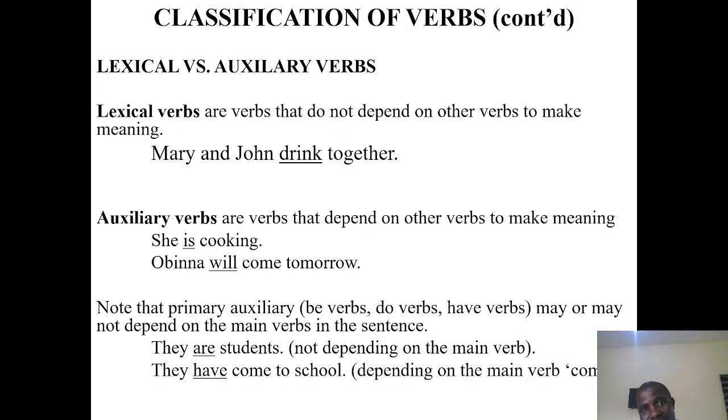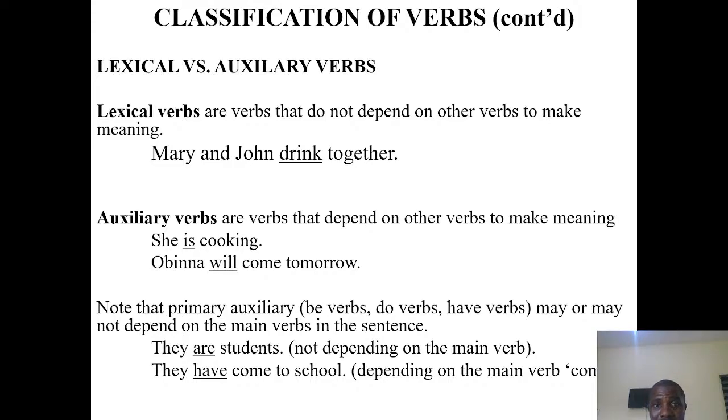Lexical versus auxiliary. Lexical verbs are verbs that are not supporting any other verb. They do not depend on any other. They are what they are. In this sentence, Mary and John drink together, drink is not supporting any verb. It is the base form of the verb. It's not used to support any verb.